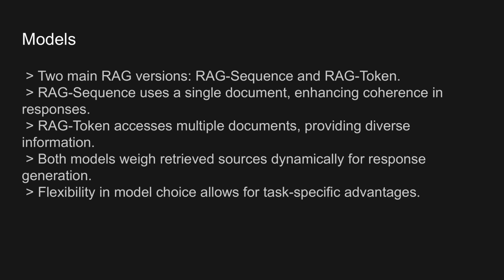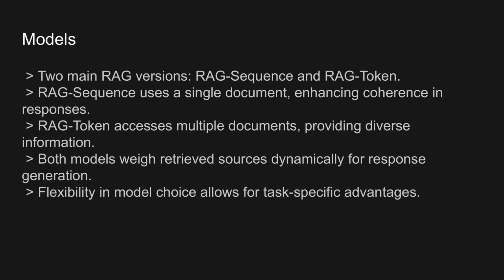To sum it up, the RAG sequence model prioritizes consistency by sticking to one document for the response, while RAG token brings in flexibility, pulling relevant information from several documents as needed. Both have their strengths depending on the nature of the task and the type of response required.